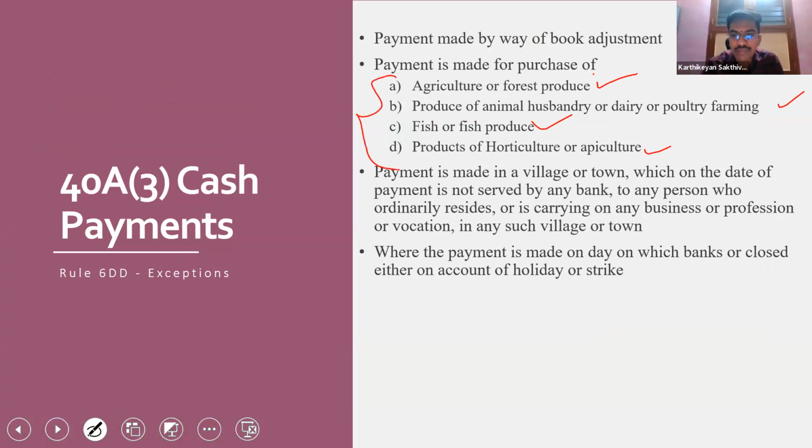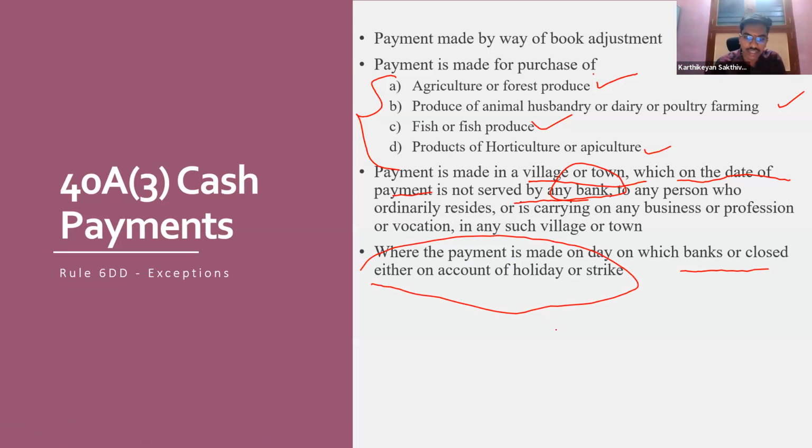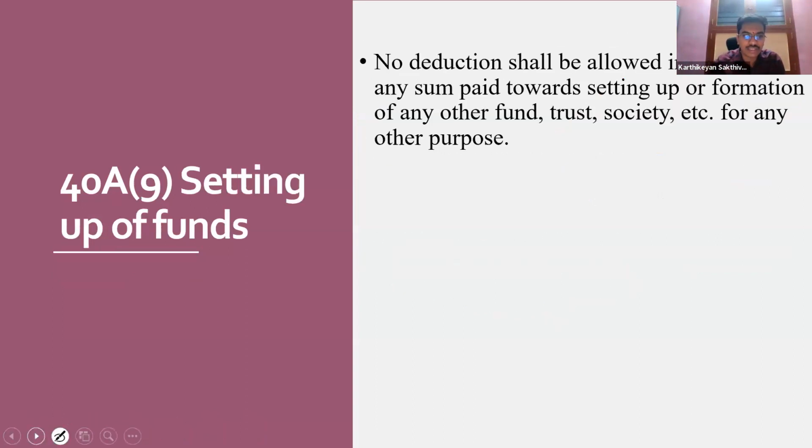So if the payment is made in a village or town which, on the date of payment, is not served by any bank, and there is no bank in that village or town, then that payment cannot be disallowed. On the same date, wherever the payment is made on a day on which the banks are closed, either on account of holiday or strike, even in such case, disallowance under 40A(3) cannot be attracted. Okay, wow.